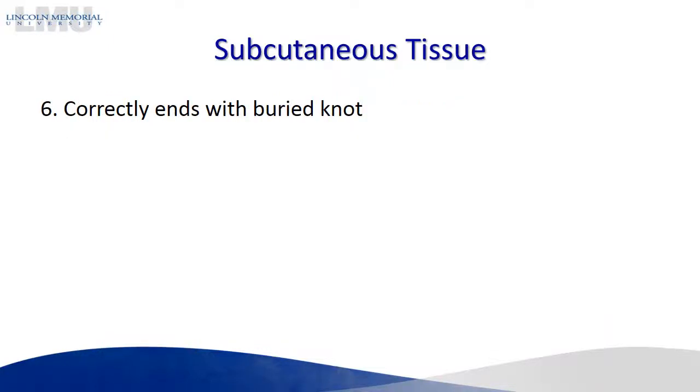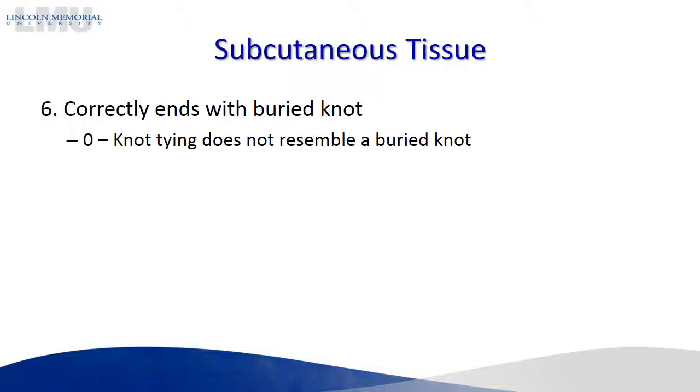The sixth item on our checklist is that they correctly end the subcutaneous tissue closure with another buried knot. And so similar to item 4, this is scoring that buried knot. And so again, a 0 is going to be the student who really does not appear to know how to tie and bury a knot correctly.